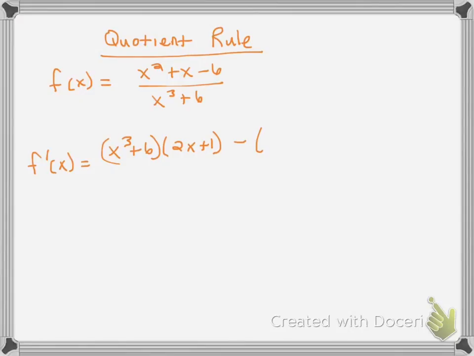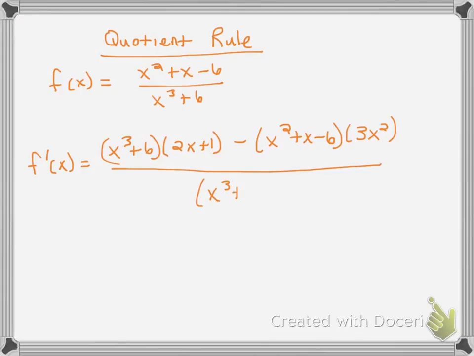So instead of the bottom times the derivative of the top, you'll take your top function, which is x squared plus x minus 6, and multiply that by the derivative of the bottom. The derivative of the bottom is just going to be 3x squared. All right, and then you're going to divide all of that by your bottom function squared. So it's x cubed plus 6 squared.